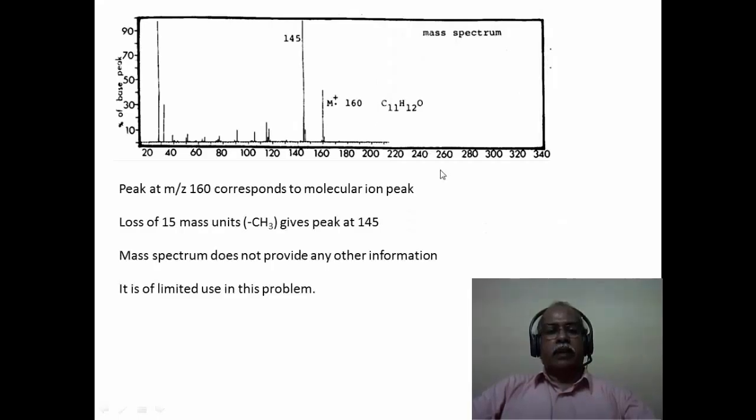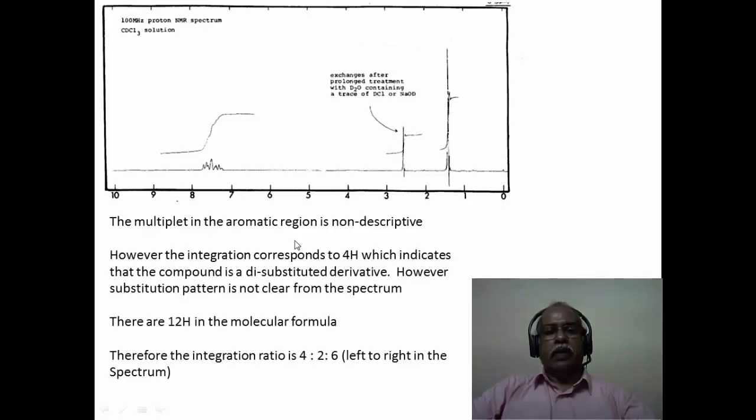The mass spectrum is of limited use in this problem because not much fragmentation is seen here. The molecular ion peak is seen at m by z value 160, and loss of 15 mass units gives the peak at m by z 145. The loss is because of the loss of a methyl group, which corresponds to 15 mass units. Beyond that we don't get much information. These are all because of water molecules or carbon monoxide, carbon dioxide kind of molecules which are in the atmosphere. So let us find out from the NMR spectrum what information we can get.